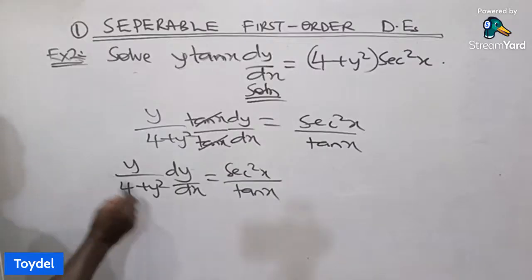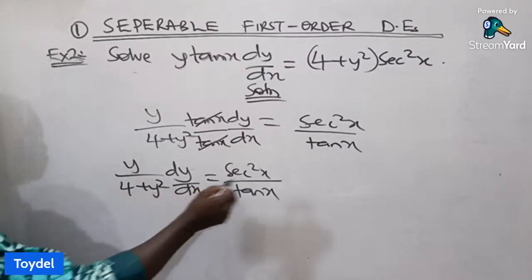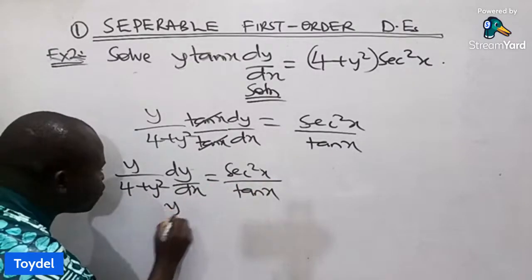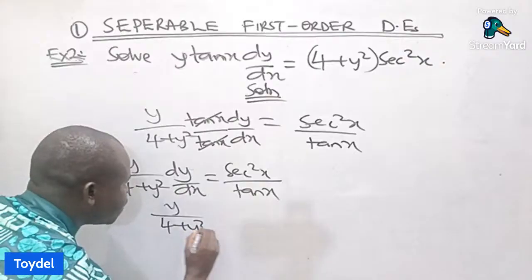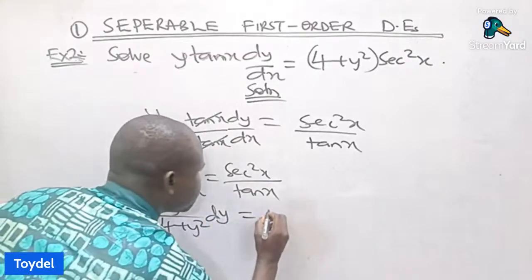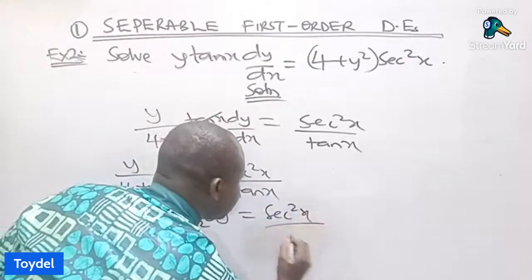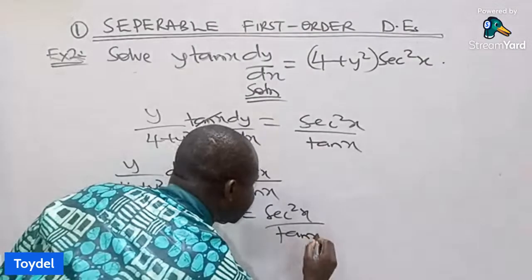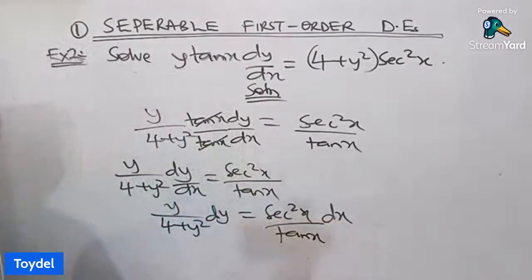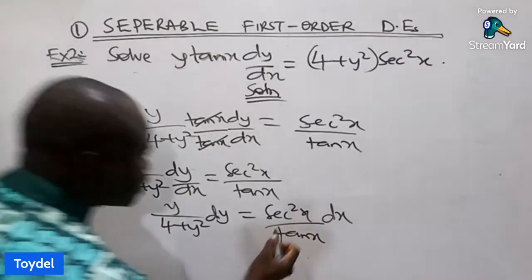Okay, I can multiply through by dx. If I multiply through by dx, finally I'm going to have y all over 4 plus y squared dy will be equal to sec squared x all over tan x dx. So we have been able to separate this now: y with respect to dy, then x with respect to dx.